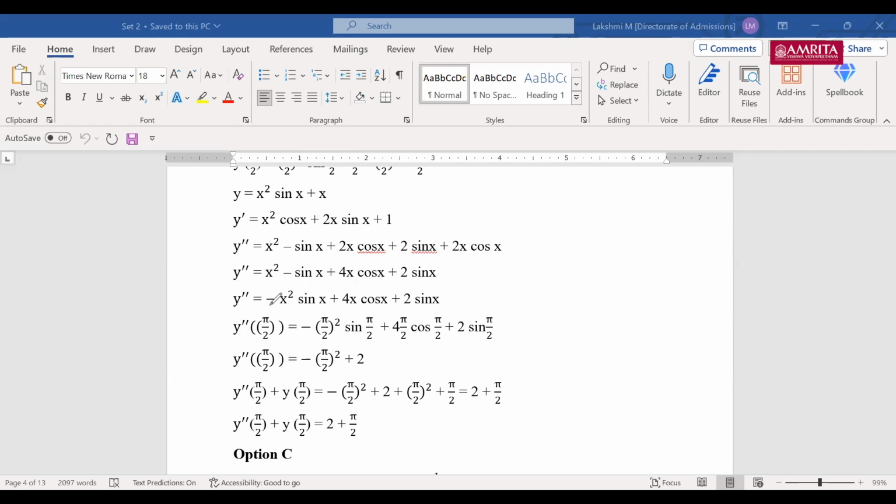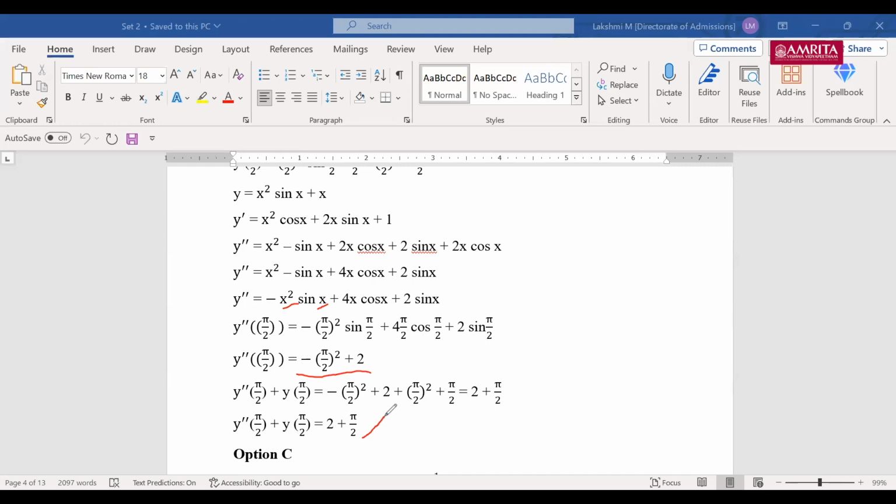Now what you have to do? Y double dash of pi by 2, you need to substitute it. Y double dash of pi by 2 equal to minus pi by 2 whole square sin pi by 2, plus 4 into pi by 2 into cos pi by 2 plus 2 sin pi by 2. Simplifying this, you will get y double dash of pi by 2 as minus pi by 2 whole square plus 2. Now you have both the terms y of pi by 2 and y double dash of pi by 2. Just substitute it and simplify it so that you get the answer.